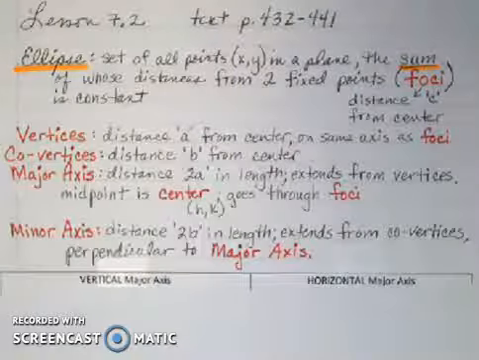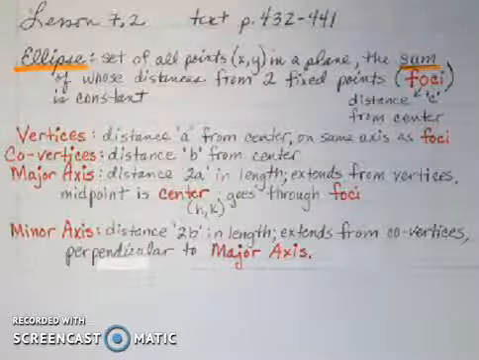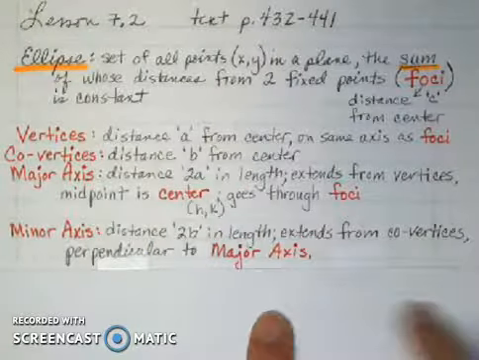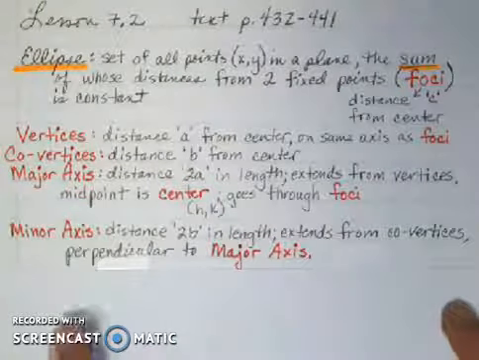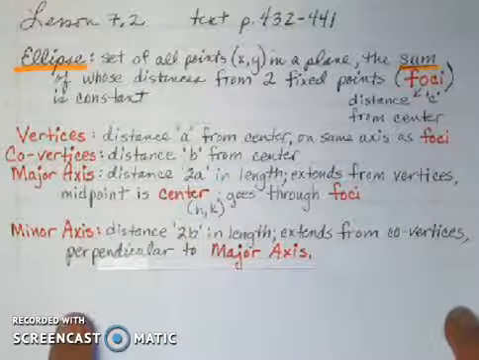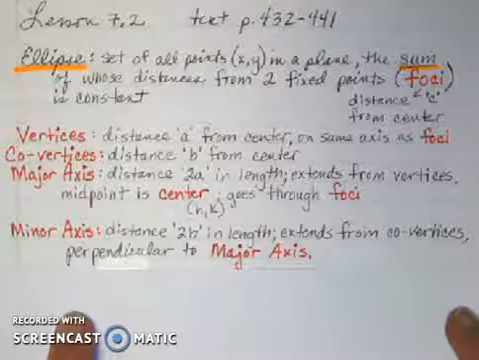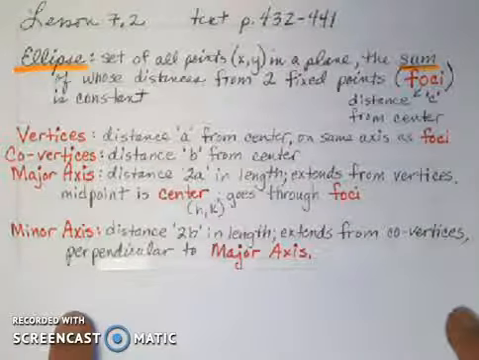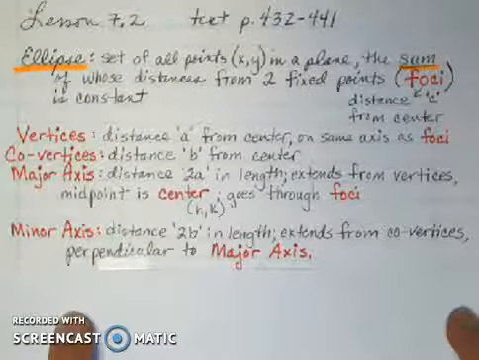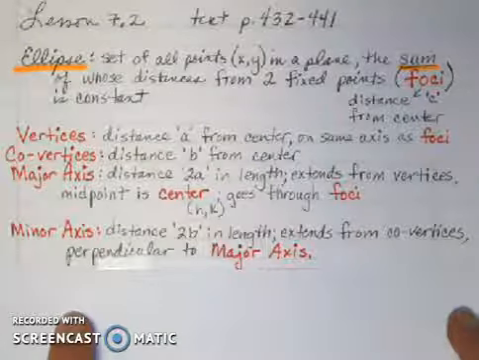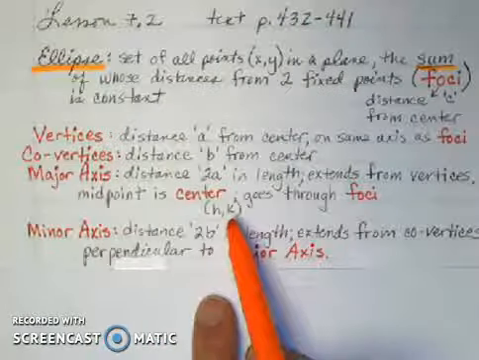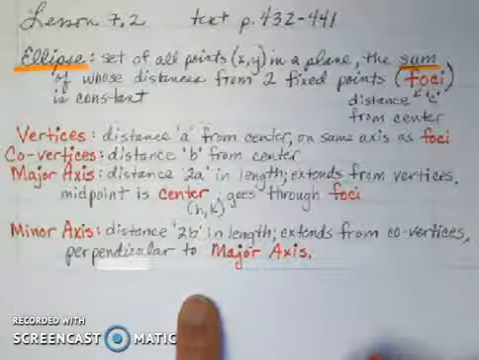Let's talk about the different axes. You have the major axis, which is a distance of 2a in length, right? If you've got your center and you're going a to the right and a to the left, then from vertex to vertex is a distance of 2a. It extends from vertex to vertex. The midpoint is the center, and it goes through the foci. So if I give you the length of the major axis, you would divide that by 2, and that would give you a. That would give you the distance a for your equation. Your center still goes through h and k. That's the same as with the parabola and the same as with all of our other equations that we've done.